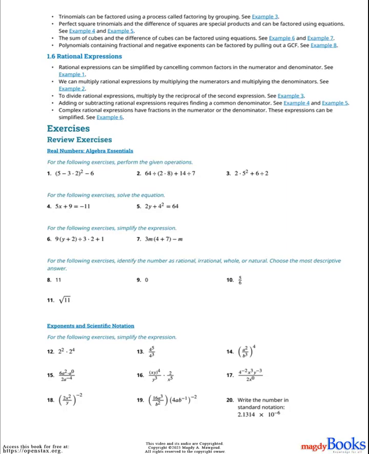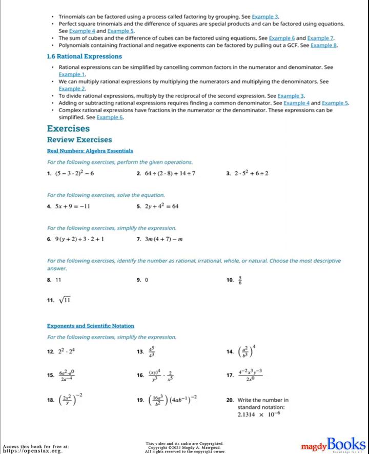1.5.3. Trinomials can be factored using a process called factoring by grouping. See example 3. 1.5.4. Perfect square trinomials and the difference of squares are special products and can be factored using equations. See example 4 and example 5. 1.5.5. The sum of cubes and the difference of cubes can be factored using equations. See example 6 and example 7. 1.5.6. Polynomials containing fractional and negative exponents can be factored by pulling out a GCF. See example 8.